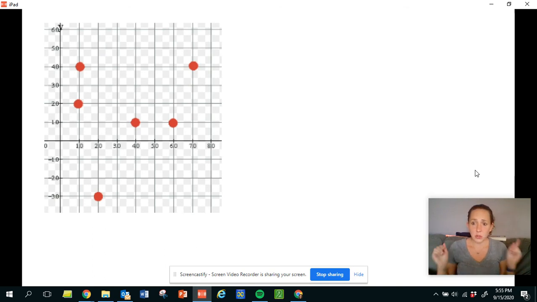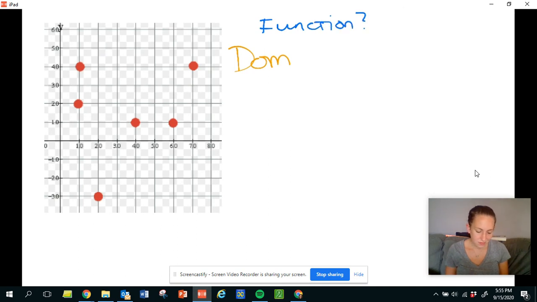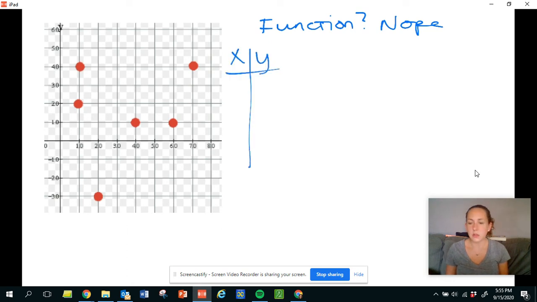So in this case, for domain and range, first off, function. Well, if you look right here, boom, vertical line touches 2 points. Nope. Not quite. Okay. So when doing domain and range for this, what I recommend is to write a table of all the points, because what you're actually going to do is literally list your X's and Y's.